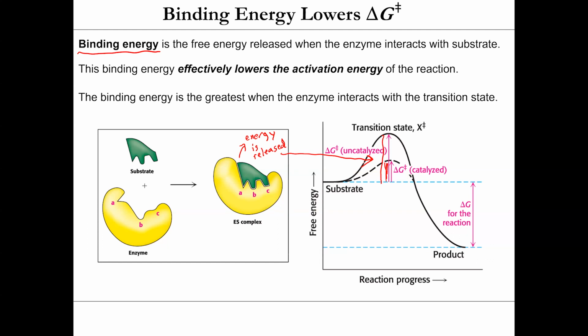So this binding energy effectively lowers the activation energy of the reaction, and this binding energy is going to be the greatest when the enzyme interacts with the transition state. That fits most well with our induced fit model of enzyme substrate interaction. So again, enzymes bind substrate, which lowers the activation energy, which greatly increases the rate of a reaction, and the energy to lower this activation energy comes from the binding energy of the interaction between the enzyme and the substrate.